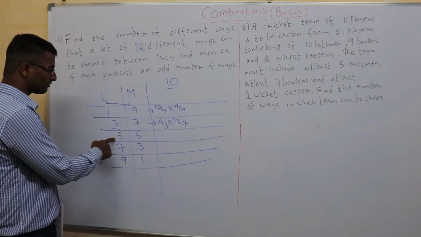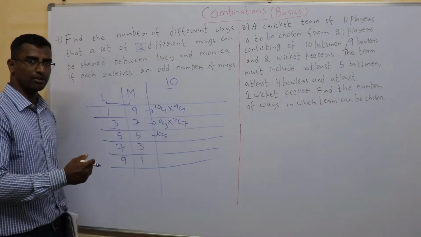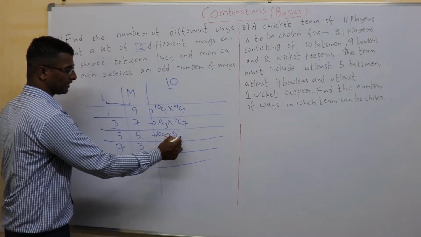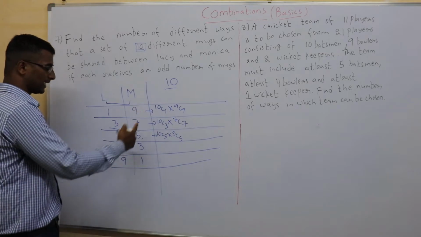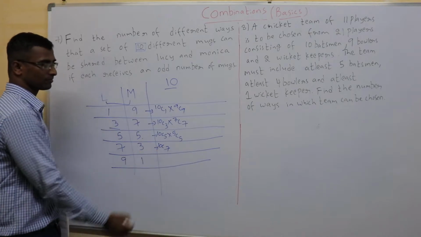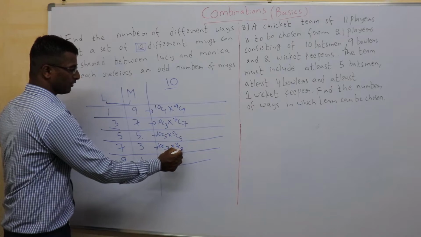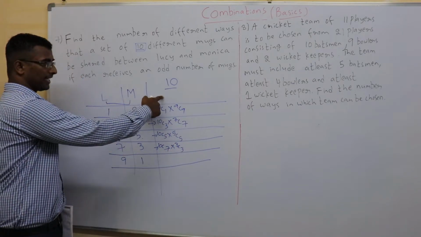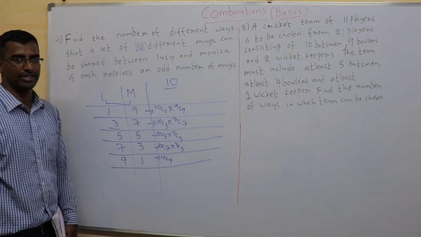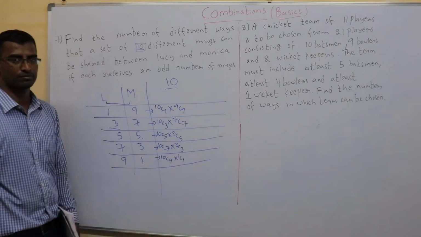Next, from the 10 mugs, 5 are given to Lucy in 10C5 ways. From the 10, 5 are gone, so 5 are remaining. Those 5 are given to Monica in 5C5 ways. Next, from the 10 mugs, 7 are given to Lucy in 10C7 ways, and the remaining 3 are given to Monica in 3C3 ways. From the 10 mugs, again 9 are given to Lucy. It can be given in 10C9 ways, and the remaining 1 mug is given to Monica in 1C1 way.